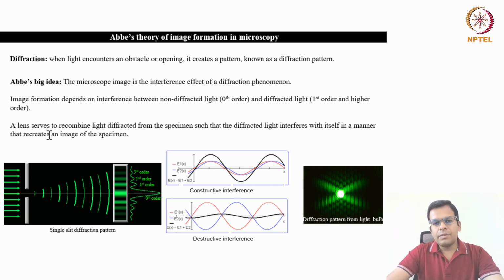The lens serves to recombine light diffracted from the specimen such that the diffracted light interferes with itself in a manner that recreates an image of the specimen. So that is what Abbe suggested, that the objective lens actually serves to recombine the light diffracted from the specimen. So specimen will diffract the light like this, and the objective lens will try to collect the zeroth order light, first order, second order, third order. The more diffracted light it collects, the better the image it can produce.